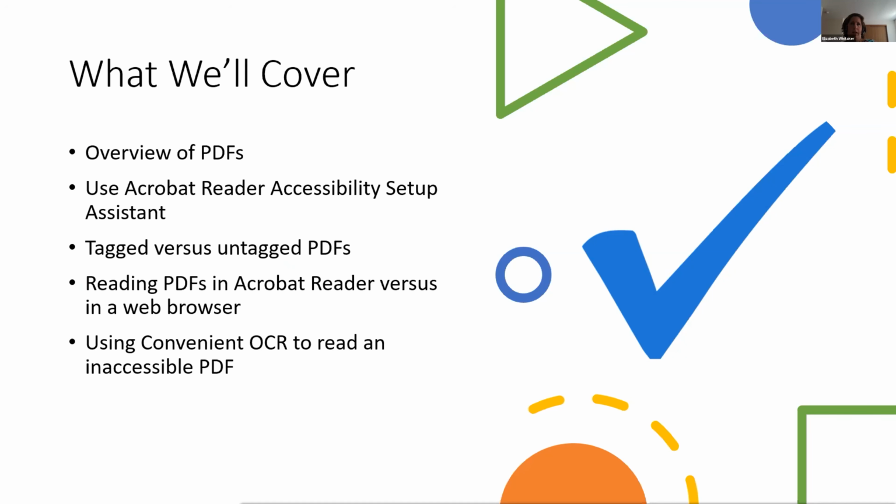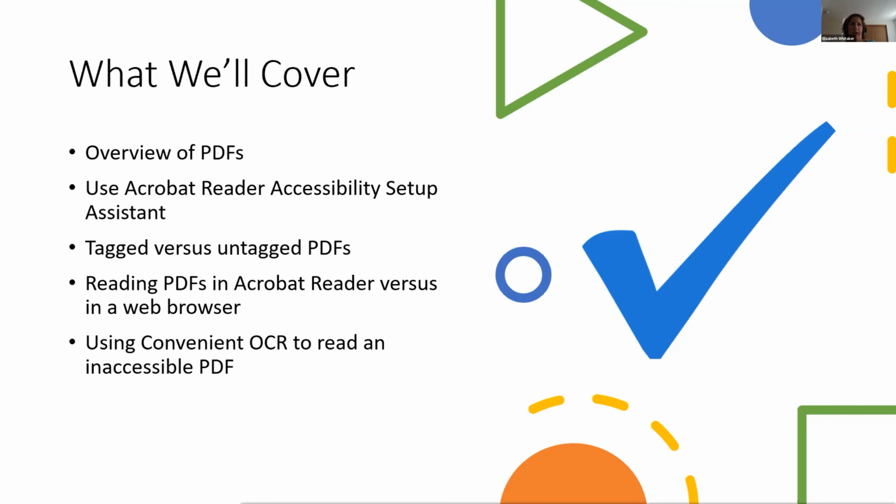And then finally, I'm going to show you a way to read PDFs that are not accessible to you using Convenient OCR. And while this is not a perfect method, depending on how the PDF is created, it really does bring some accessibility there. And for some PDFs, it works really, really well. So we're going to talk about why that is as well. And I'm going to show you how it works.